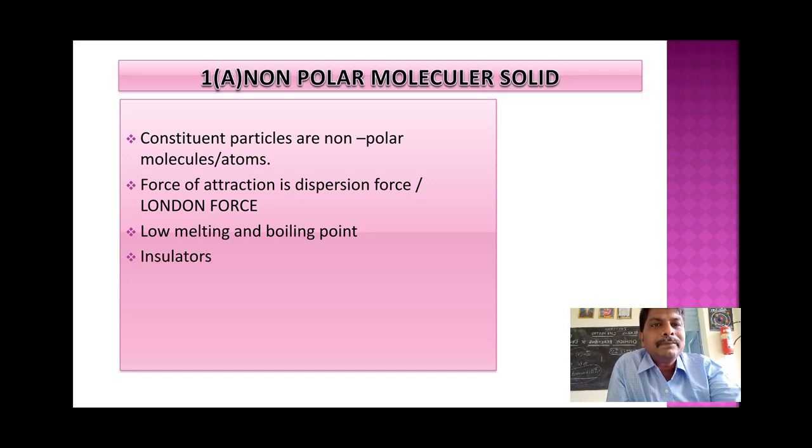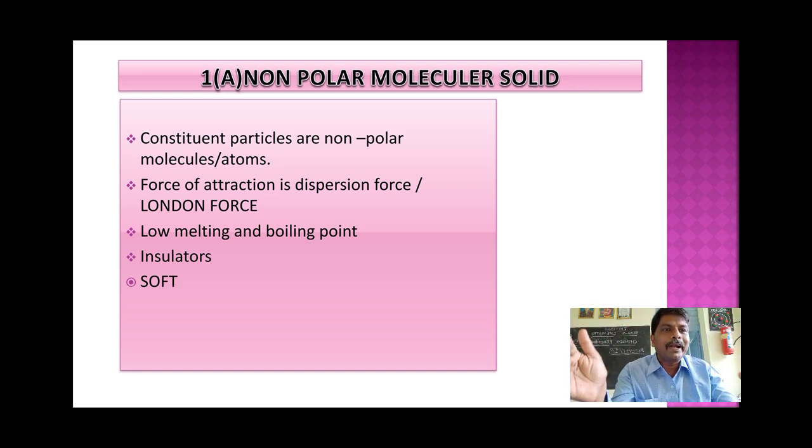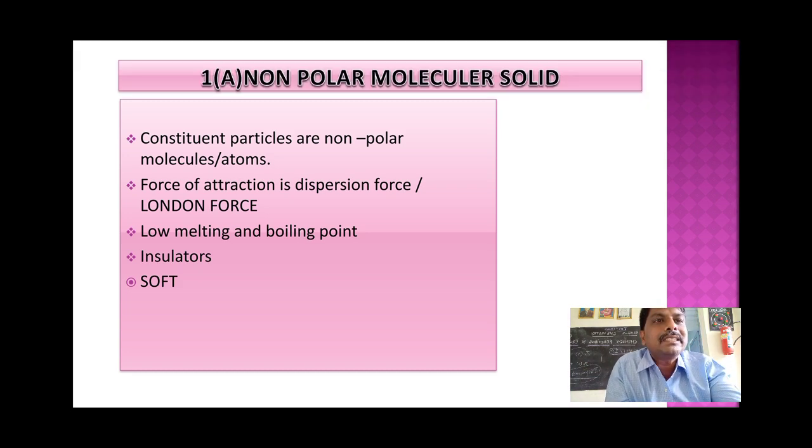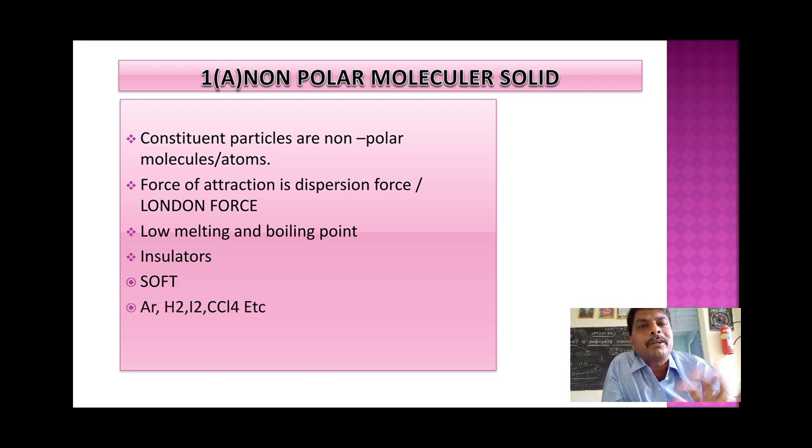Next, these are insulators. To conduct electricity, some ion is required. Mobile charge is required. The ion has to pass from one place to another. But here there is no charge. So that's why they are insulators. They are very soft. These solids are very soft because of the weak force.